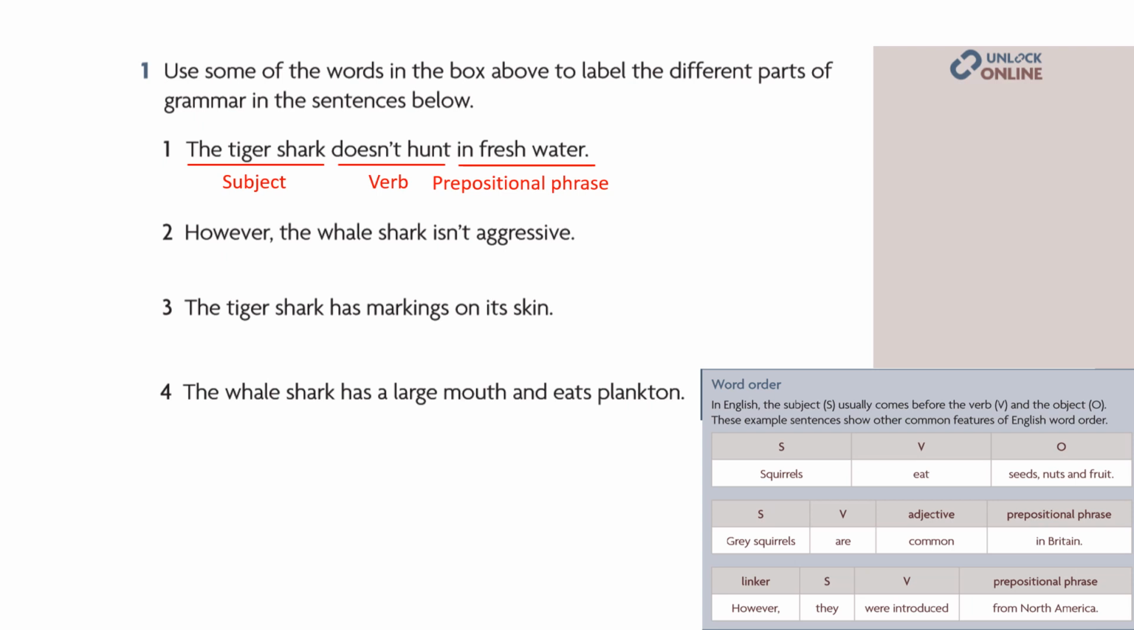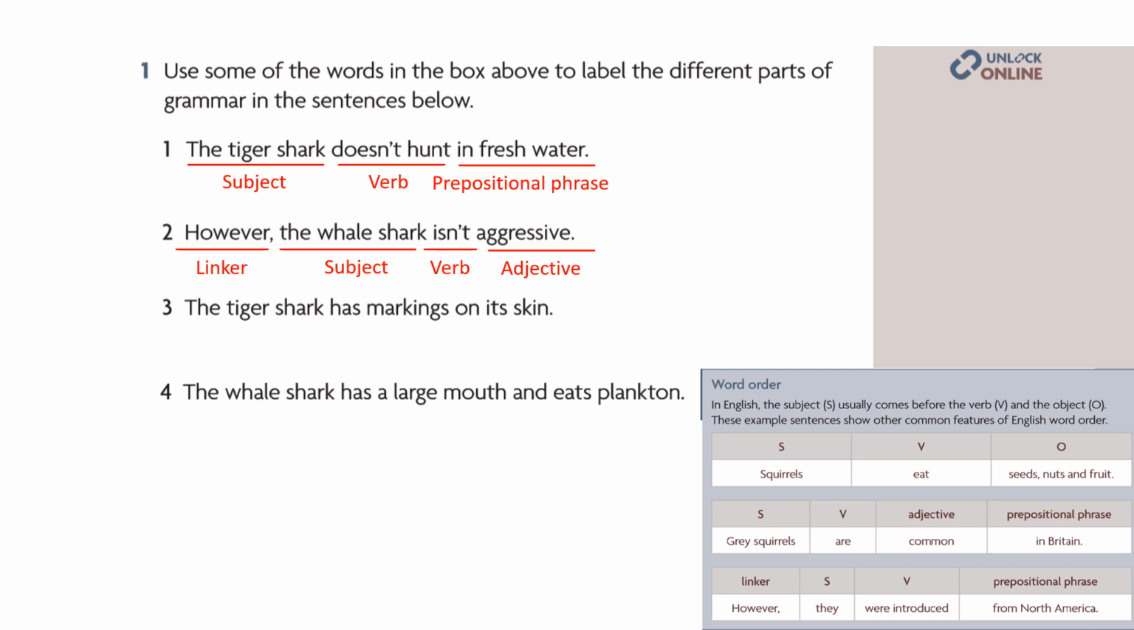Number 2. However, the whale shark isn't aggressive. What is however? Look at the table again and find out what however is. You're right. However is a linker. What about the subject of this sentence? It's the whale shark. The verb isn't. And what is aggressive? Aggressive is a word which is describing the whale shark. So a word which describes a noun or a pronoun is called an adjective.